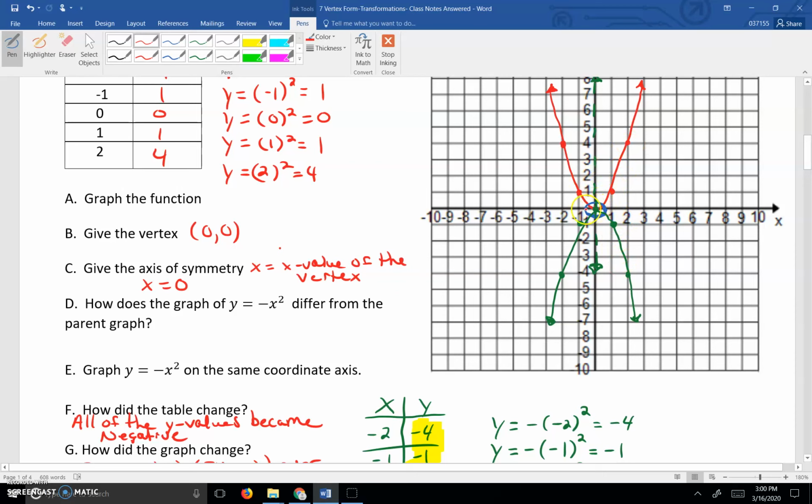So if I look, my original point was negative 2, positive 4. It was to the left 2 and up 4. My new point is to the left 2 still, but now it's down 4. So it's 4 spaces below the x-axis, where the original point was 4 spaces above the x-axis. Same thing with negative 1, 1, which was 1 above. Now it's negative 1, negative 1, so it's 1 below. The only point that does not move is the origin, the 0, 0, because it was already on the x-axis. So when I reflect it, it doesn't move.